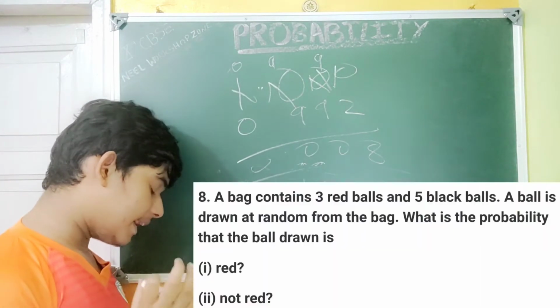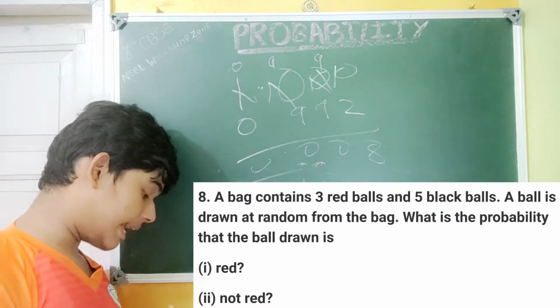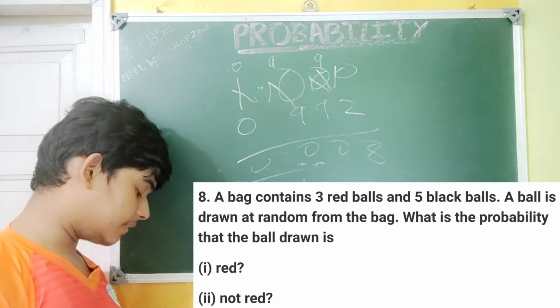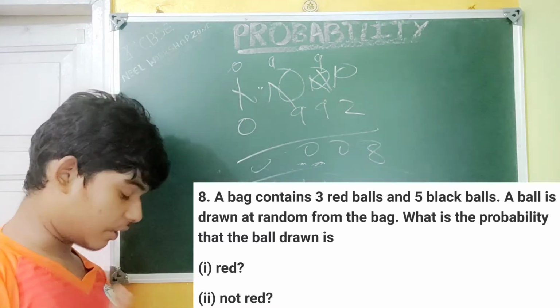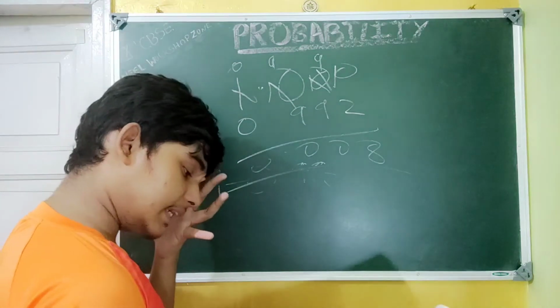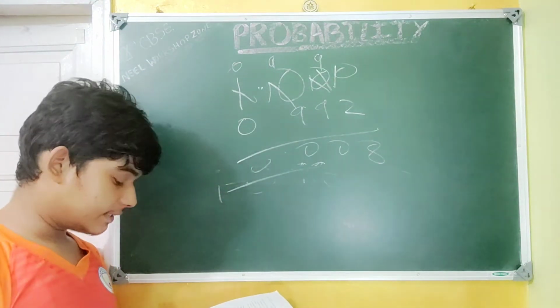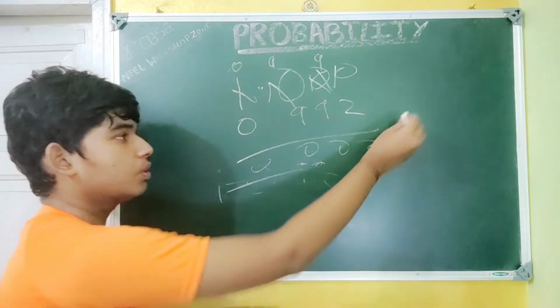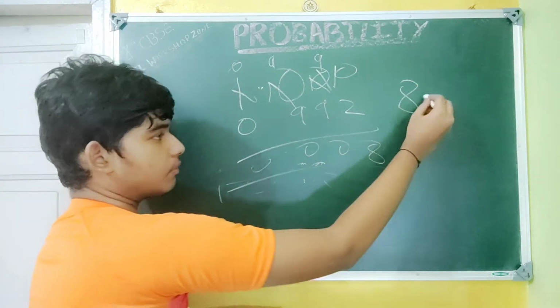Next one. A bag contains 3 red balls and 5 black balls. A ball is drawn at random from the bag. What is the probability that the ball drawn is red and not red? So basically, like the question says, a bag contains 3 red balls and 5 black balls. So overall, it contains 8 balls. So the total number of balls is 8.